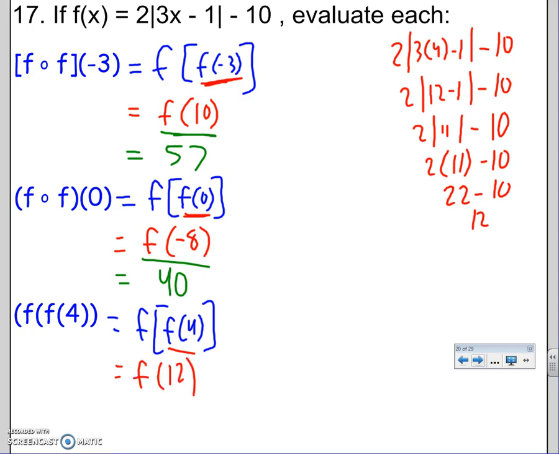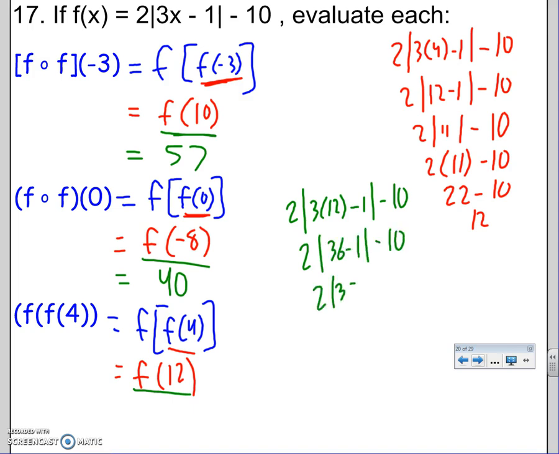We now have to plug in 12 for x in equation f. So 2 times the absolute value of 3 times 12 minus 1, minus 10. Inside it's 36 minus 1, that's 35. Comes out positive. Multiply, that's 70 minus 10, that's 60.